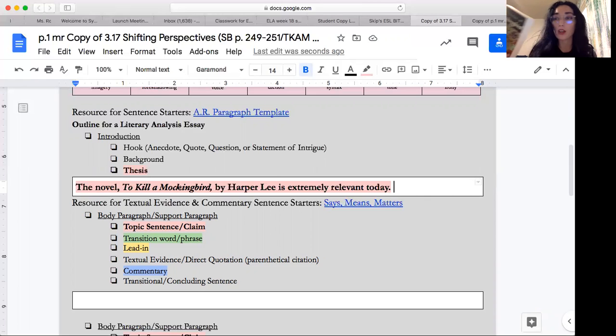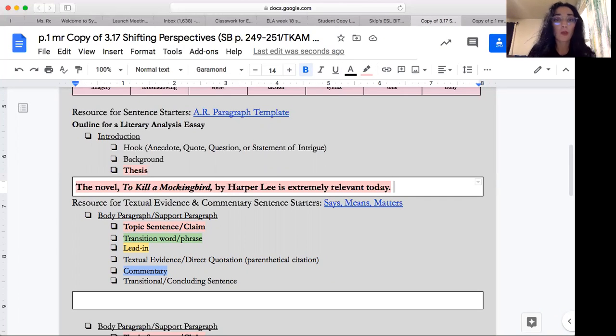Someone who has never, ever read the book should be able to read your essay and understand something about the novel and understand something about what you learned about life from reading this novel. So that's what we call theme.